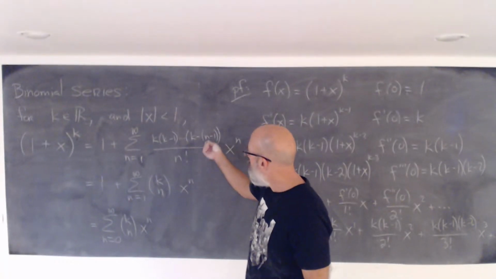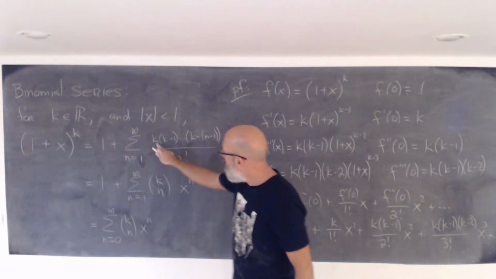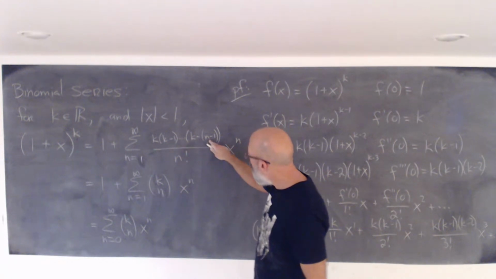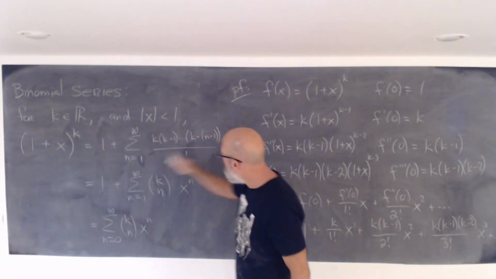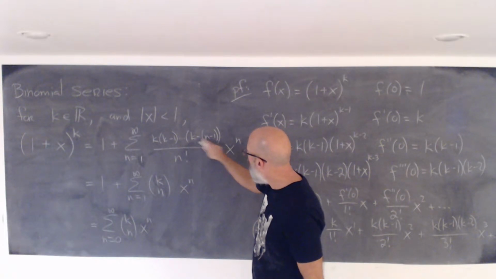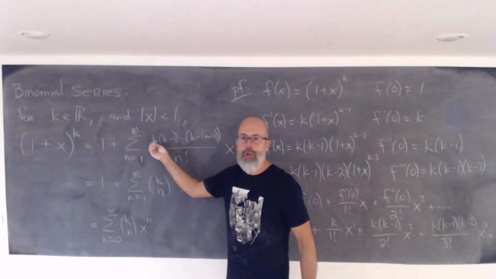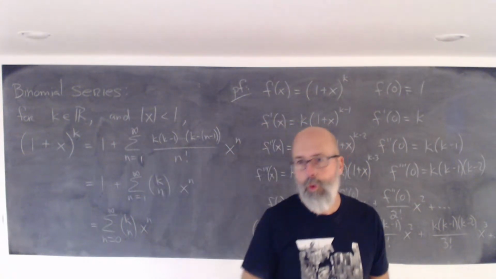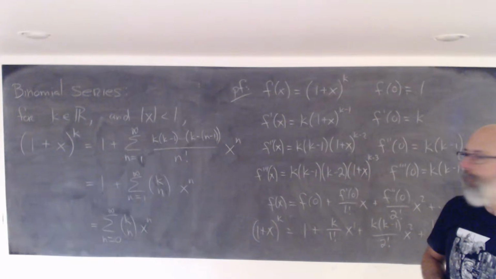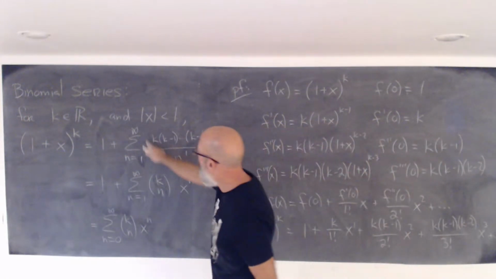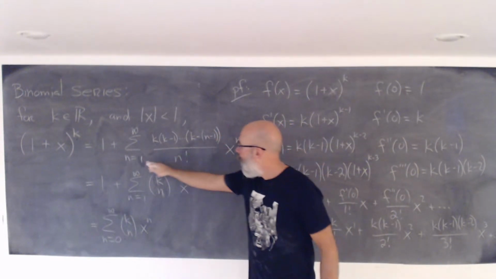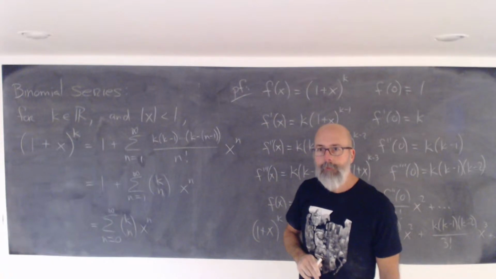Right? Well, I mean, when n is 0, what is this? This is k times k minus 1 all the way to k minus n minus 1. So if n is 0, this is 0 minus 1, so you get k plus 1, which is actually bigger than k. So it's problematic. This notation is problematic when n is 0. It works when n is 1, but when n is 0, it doesn't work.